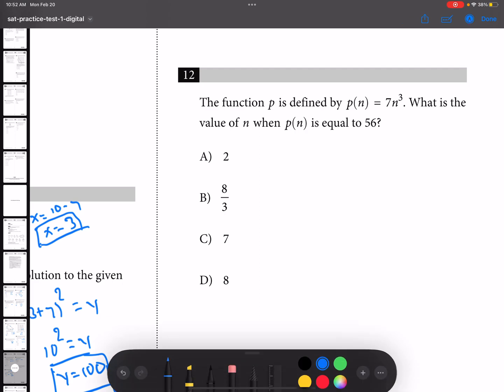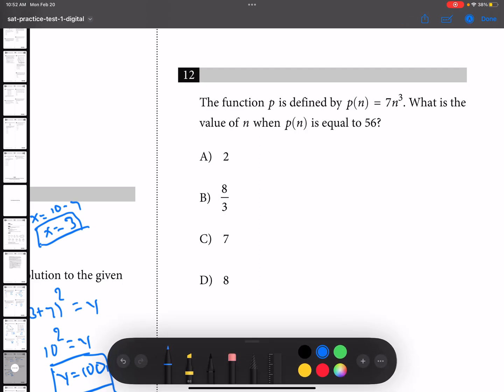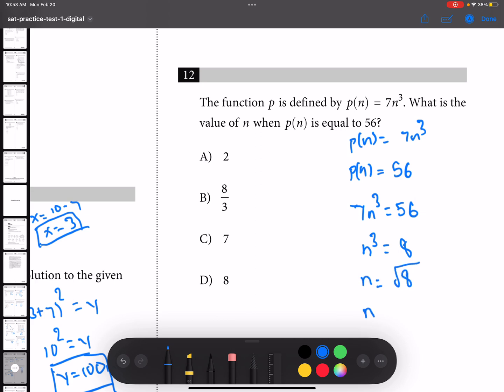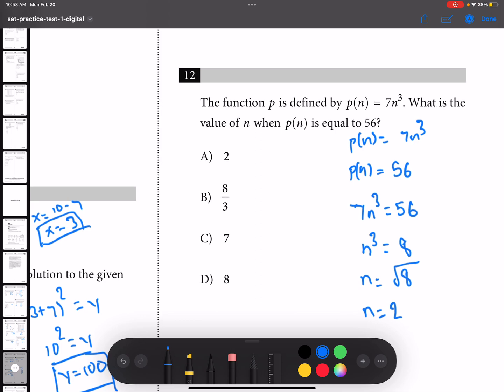Number 12, the function p is defined by p of n is equal to 7n cubed. What is the value of n when p of n is equal to 56? If p of n is equal to 7n cubed, and p of n is also equal to 56, and we're trying to find out what n is, so 7n cubed is equal to 56. So n cubed is equal to 56 divided by 7, which is 8, and n is equal to the cube root of 8. That means n is equal to 2. So our answer is A.